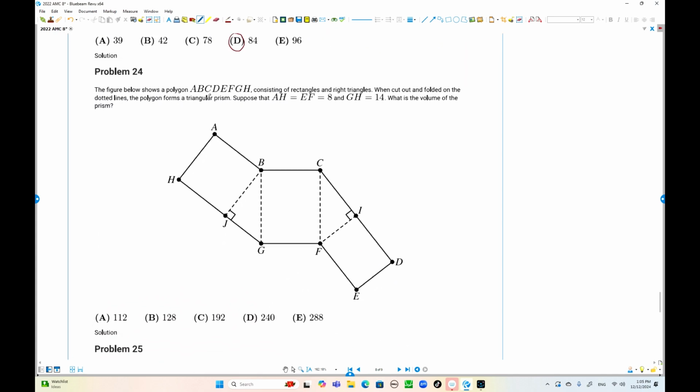Number 24, we have the figure over here. The polygon forms a triangular prism, suppose A, H, E, F, and 8. AH over here is 8, EF is 8, and the whole GH equals 14. So what is the volume of this prism? This is a triangular prism, we know that. It has 2 triangular bases over here.